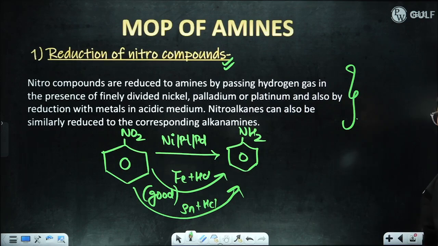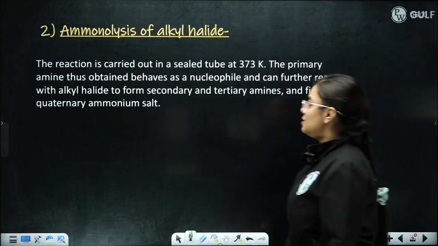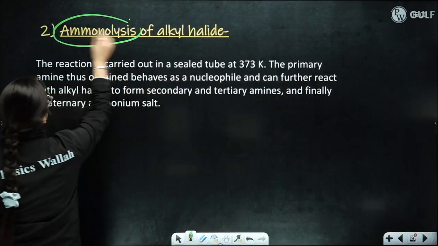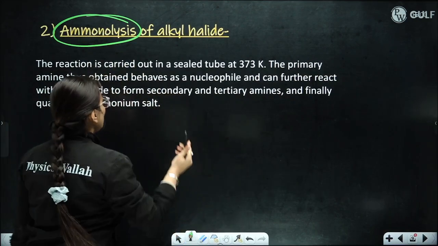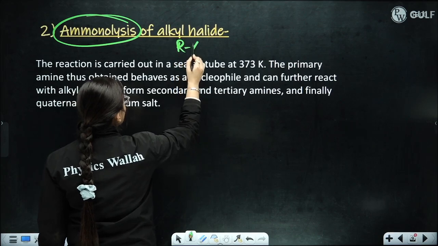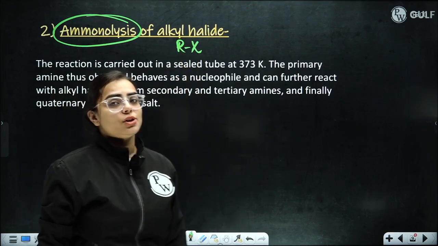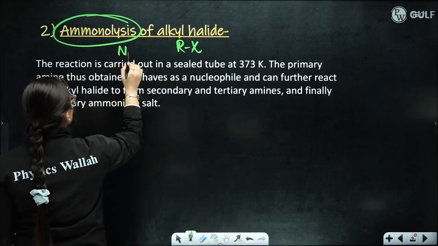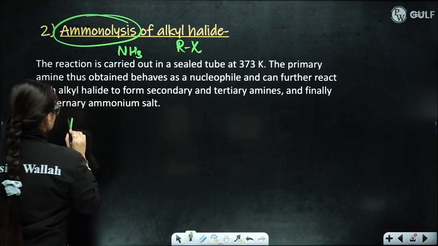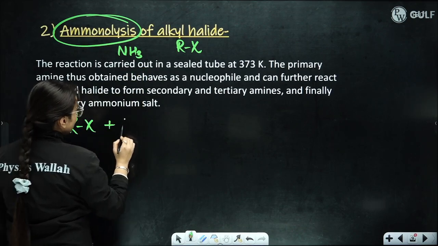Let's move on to the next method of preparation, which is ammonolysis of alkyl halide. First of all, let me tell you what we refer to by the word alkyl halide. Alkyl halide, students, is your RX, and when you are doing ammonolysis, that means you are reacting it in the presence of ammonia. So you are going to take RX, then you are going to take ammonia.